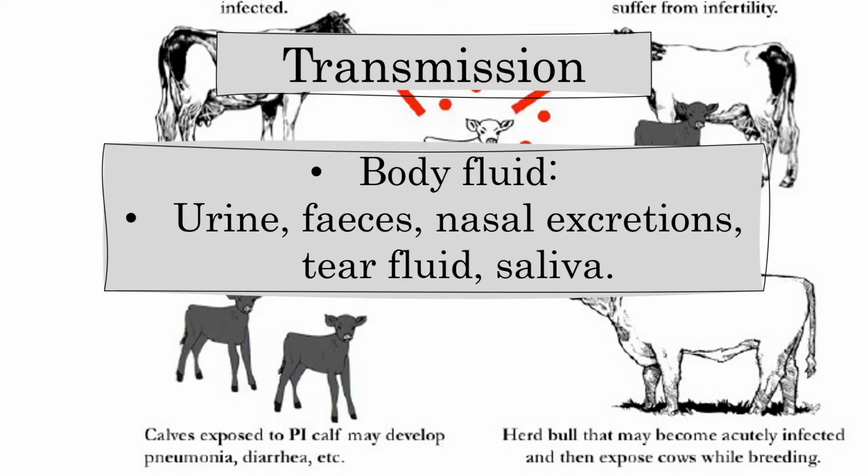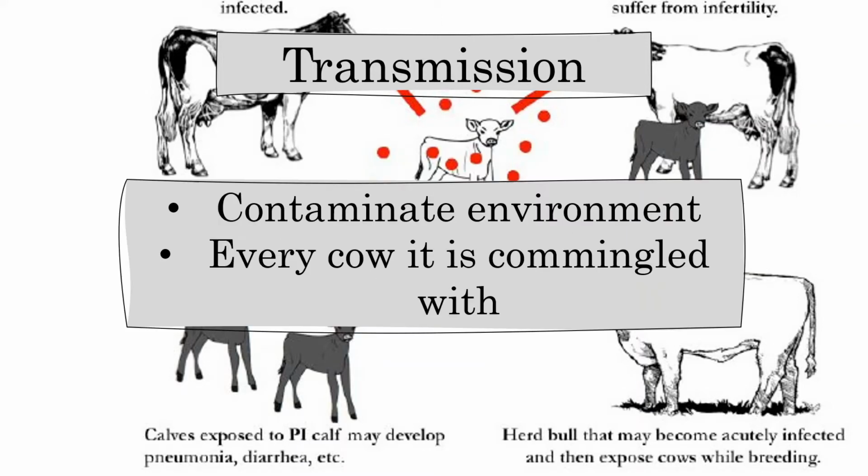Persistently infected cattle will shed BVDV through every bodily fluid, including urine, feces, nasal excretions, tear fluid, and saliva, and thereby not only contaminate the environment, but also potentially infect every cow it gets commingled with.